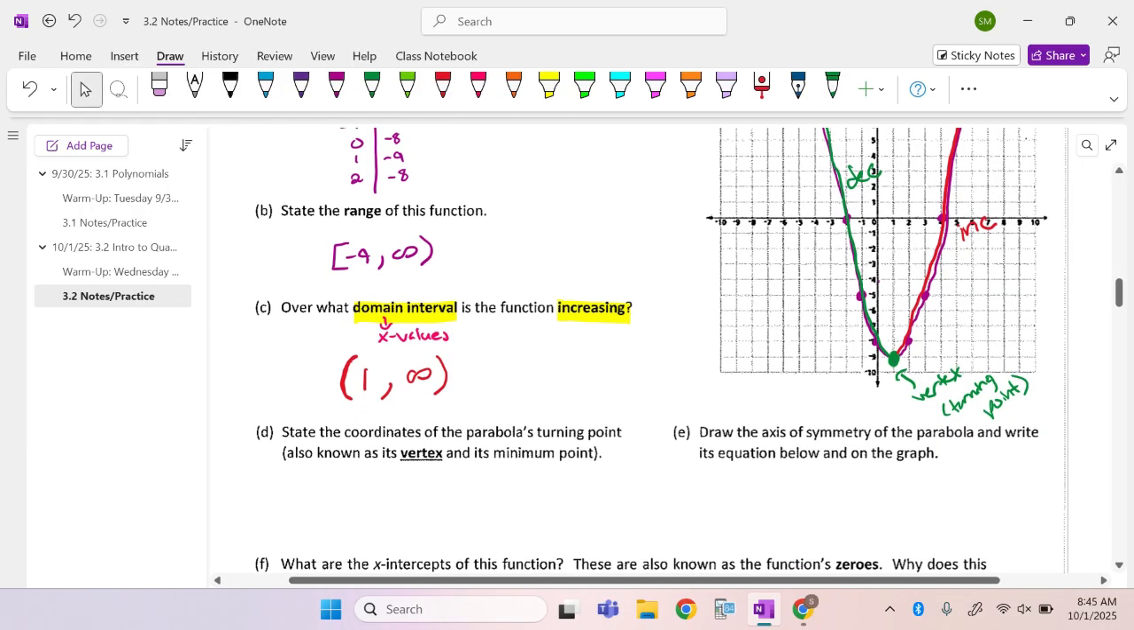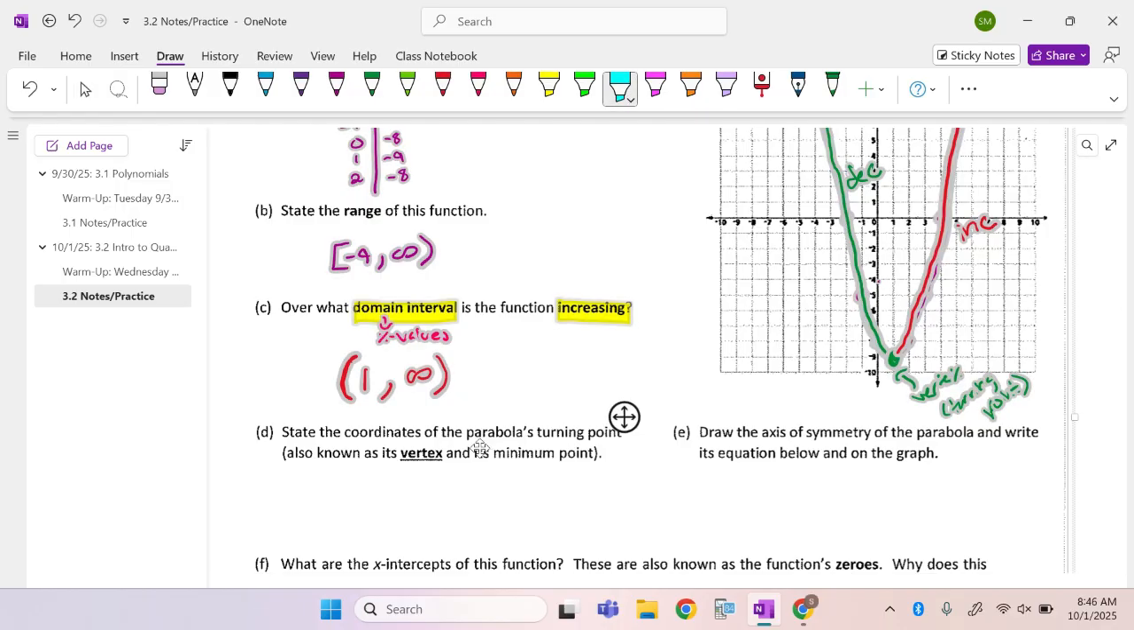All right. So letter D, what is the coordinate of the parabola's turning point? So remember, we call the graph of a quadratic a parabola. And remember, the turning point, I already said it. It's the vertex. So it's the max or min point. In this case, it's the minimum point. So what's the point for the vertex? It's at 1, -9.